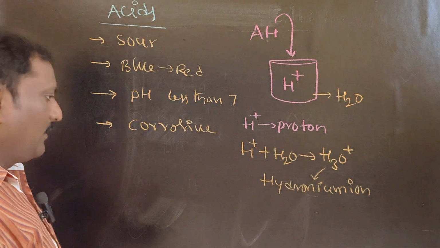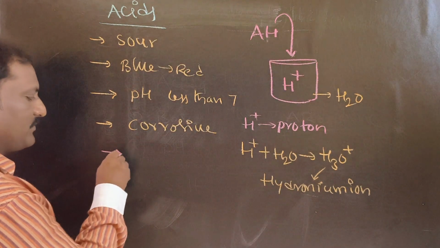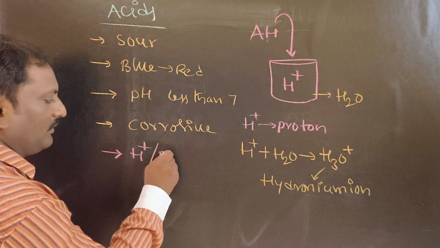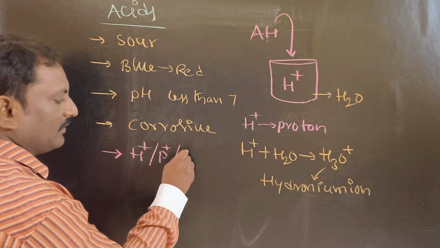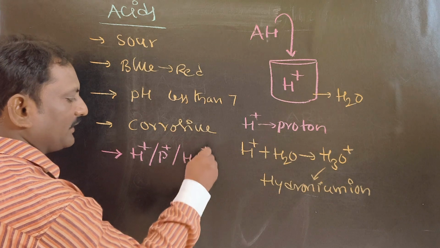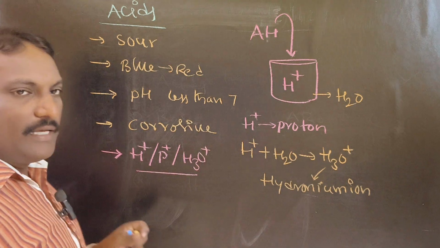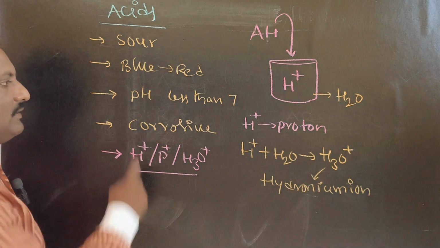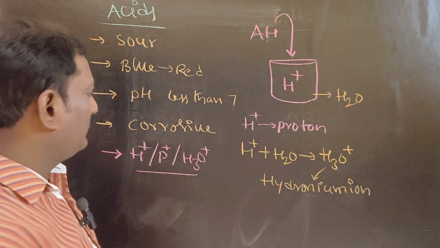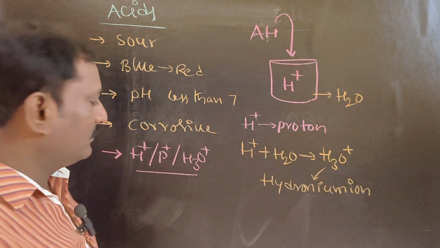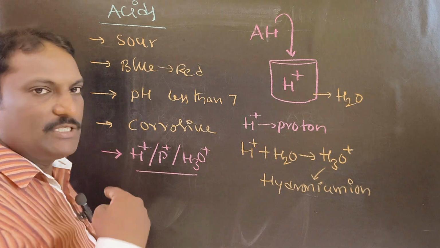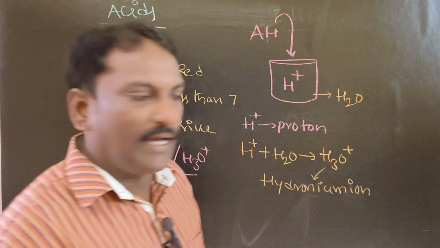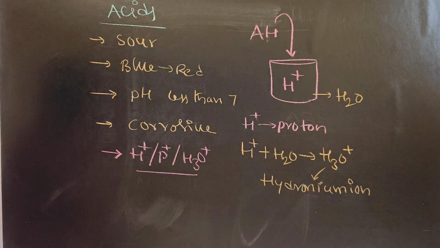That means being acid, the substance must produce H positive ion or proton or hydronium ions in water. Acid means sour in taste, turns blue litmus to red, has pH less than 7, is highly corrosive in nature, and is ready to produce H positive ion or proton or hydronium ion in water. Right. Copy that.